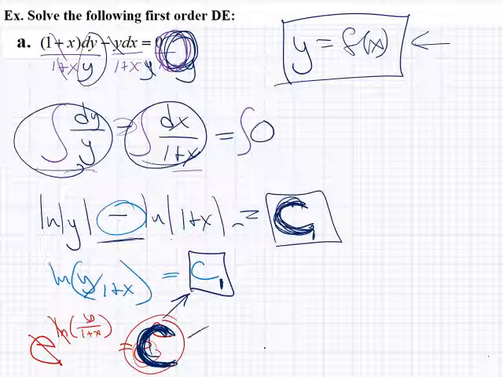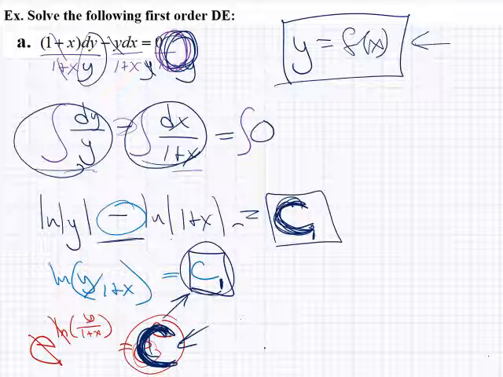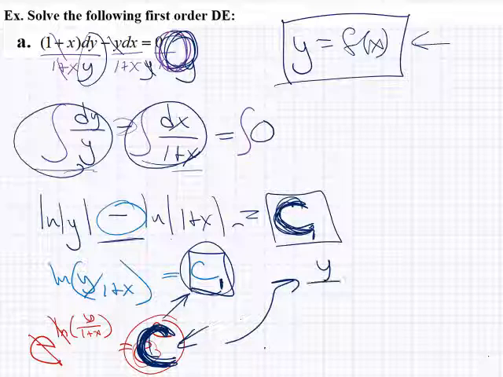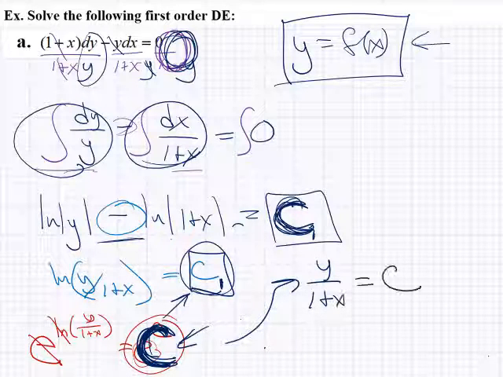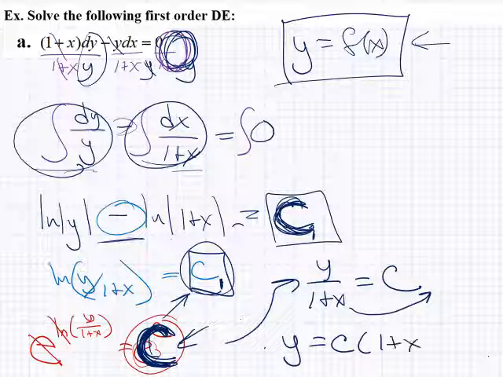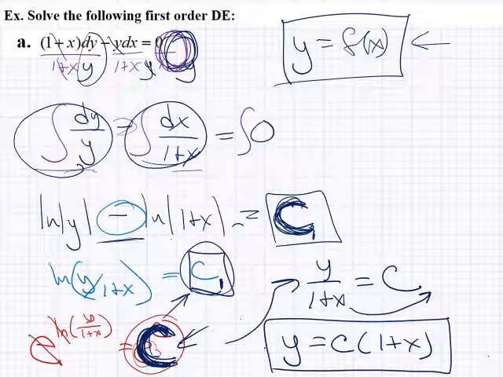This C right here is e to the C, and this C right here is just C itself. But it makes it look a lot nicer, recognizing that it is still just a constant, so we'll call it C. So where are we here? What we end up with is y over 1 plus x equals C. If I then multiply the 1 plus x to the other side, I have c times 1 plus x. And now I have that explicit form fairly easily.